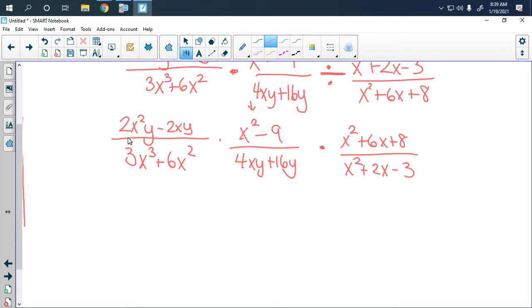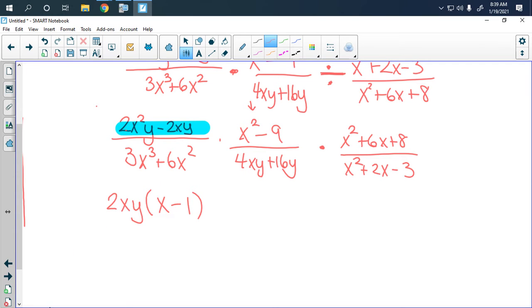So the first numerator right here, I've got 2x squared y minus 2xy. It's only two terms, so I want to make sure that I look for my GCF first. So I'm going to factor out a 2 because I can take a 2 from both of them. I can take an x from both of them and a y. So if I divide each of those by 2xy, that'll leave me with just an x. And this is 2xy, so it doesn't go away. It becomes a 1, because when you divide something by itself, it gives you a 1.